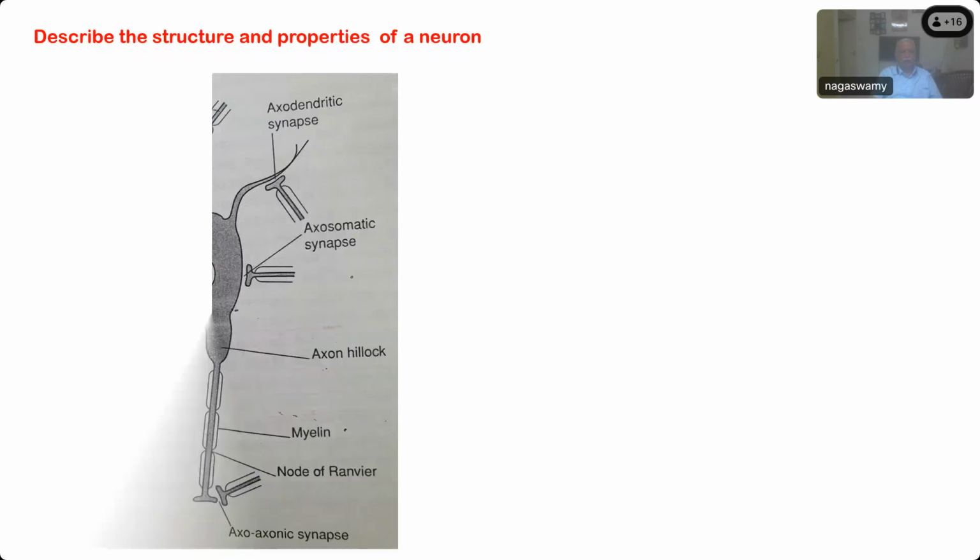Okay. So this is the simple picture given in a very important textbook, Physiology for Anesthetists. I have copied this from that book so that it will be easy for you to draw in the exam if this question is asked. So you can see this is the cell body, which is called the soma. And as you rightly said, there is only a nucleus here. But where are the mitochondria?